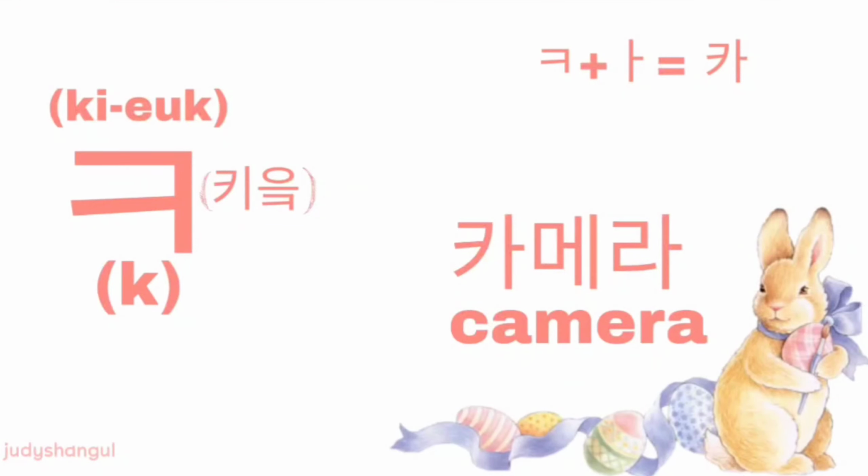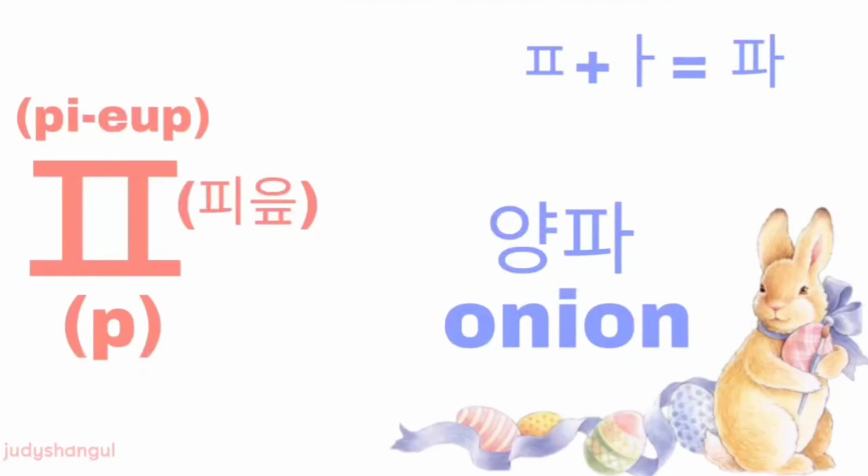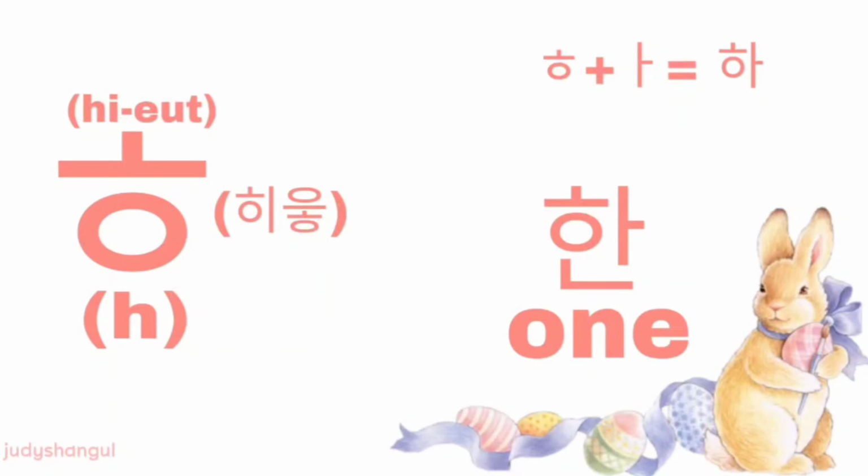키읔, K sound. 키읔 plus 아, 카. 카메라, camera. 티읕, T sound. 티읕 plus 아, 타. 티셔츠, t-shirt. 피읖, P sound. 피읖 plus 아, 파. 양파, onion. 히읗, H sound. 히읗 plus 아, 하.